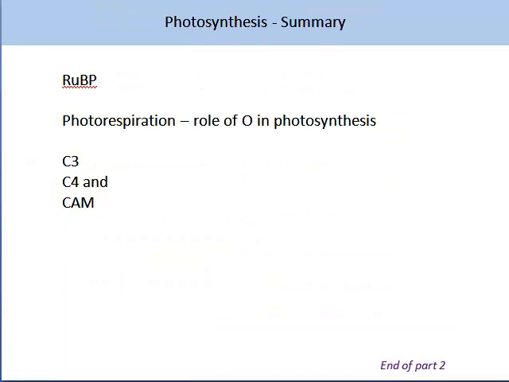So in summary, part 2 of this lecture on photosynthesis, the carbon reactions. During this, you should have learnt about the importance of RuBP. We've also introduced the concept of why oxygen is a bad thing in photosynthesis, and this results in a process called photorespiration.